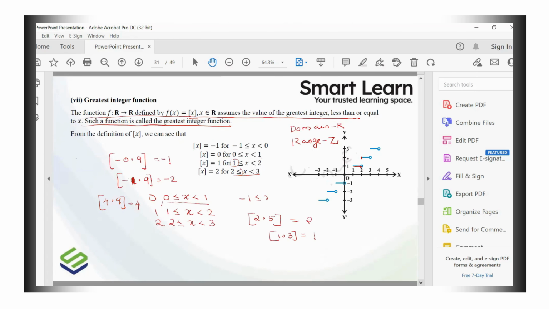Okay. Next is the greatest integer function. Greatest integer function is, we will like square. This is the greatest integer of 2. That means value of the greatest integer less than or equal to x. That is called a greatest integer function. So minus 1 less than or equal to x less than 0, my answer will be minus 1. That is the least value.